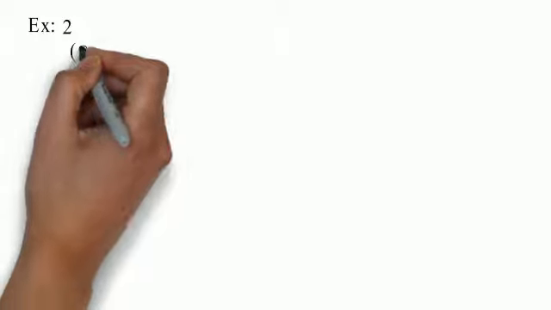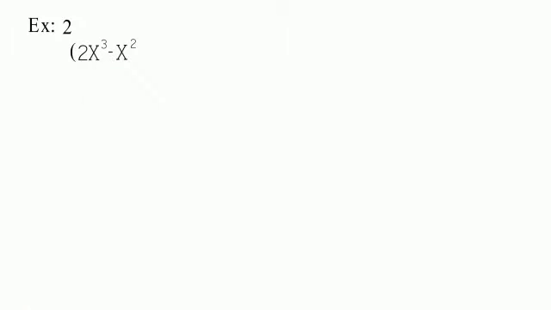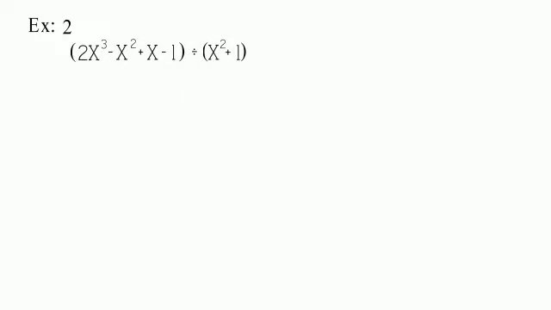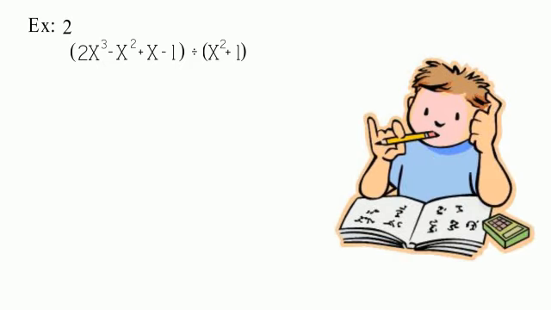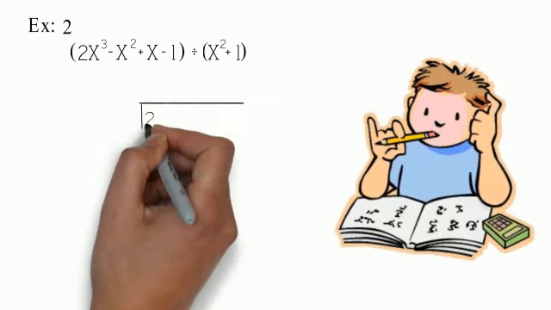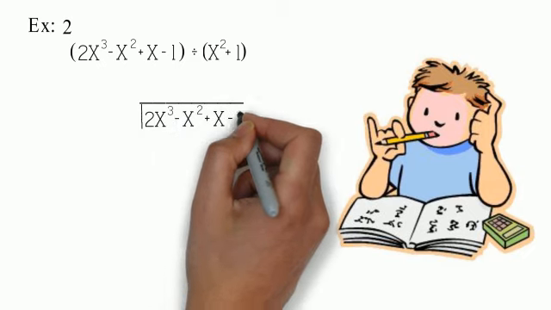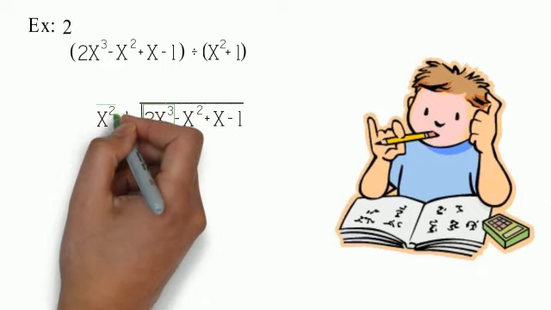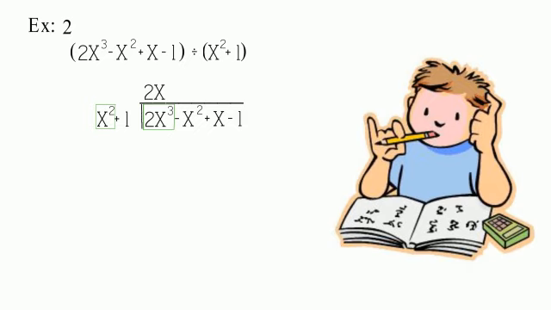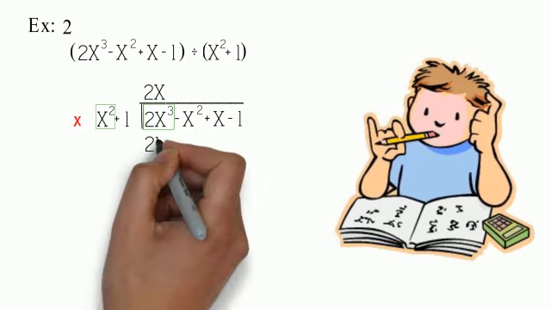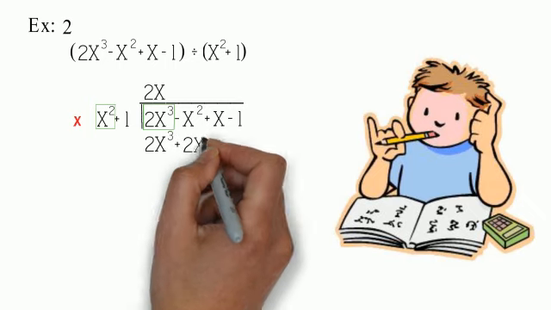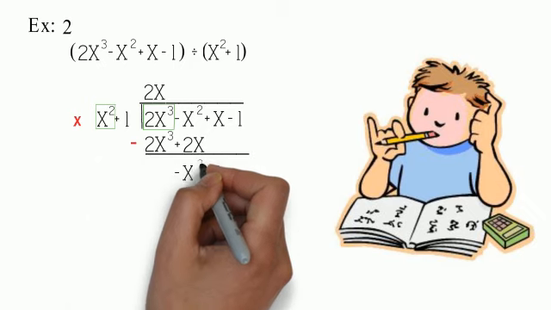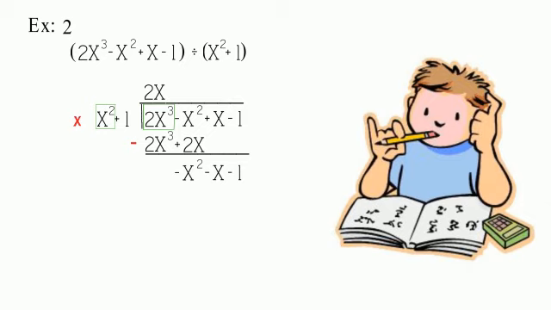Example number 2. 2x cubed minus x squared plus x minus 1 divided by x squared plus 1. We follow the same procedure. Try solving this. Here too, we divide the leading term by the leading term in the divisor. We get 2x. Then we multiply it with x squared plus 1. We get 2x cubed plus 2x. When we subtract it, we get minus x squared minus x minus 1.